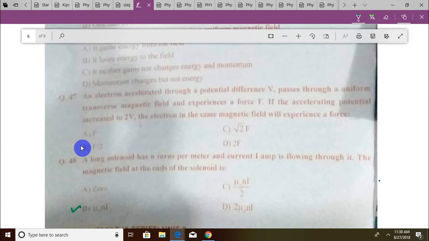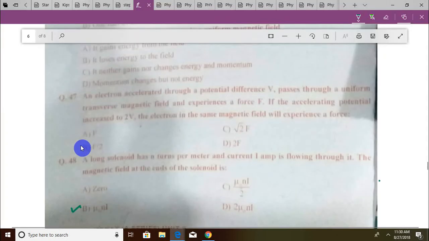An electron accelerated through a potential difference V, that is clearly indicative of the amount of energy it would possess. If the accelerating potential increased to 2V, then the electron will experience a force. Under root 2 into F doesn't make sense. 2 into F similarly does not make sense. Simply F.